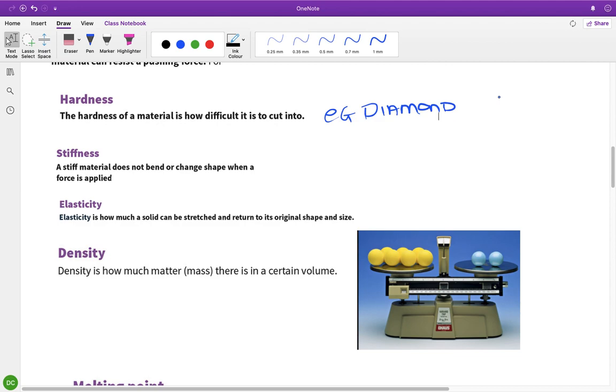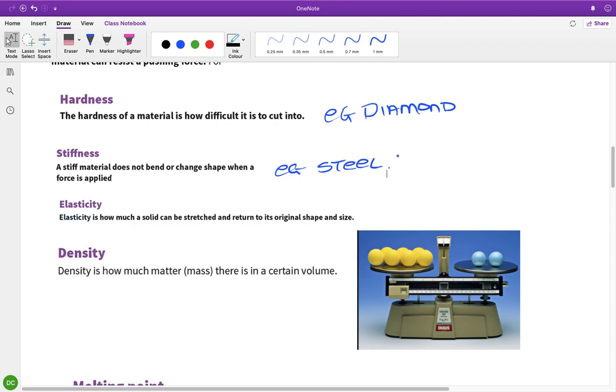Stiffness. A stiff material does not bend or change shape when a force is applied. This is slightly different to strong, because if you think of tensile strength, think of a rope. If you have a good rope, it's going to be very strong, but it's not stiff. It can definitely be bent and moved around. So stiffness is something that resists a change of shape. Steel would be a good example of that.